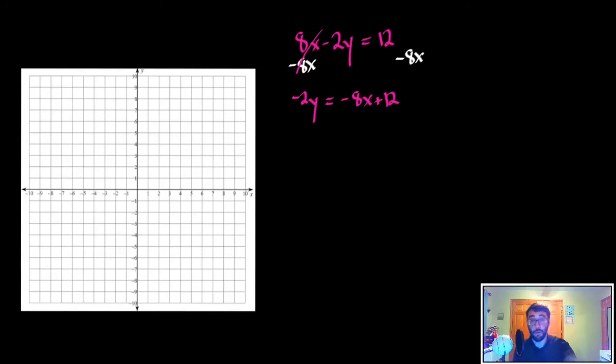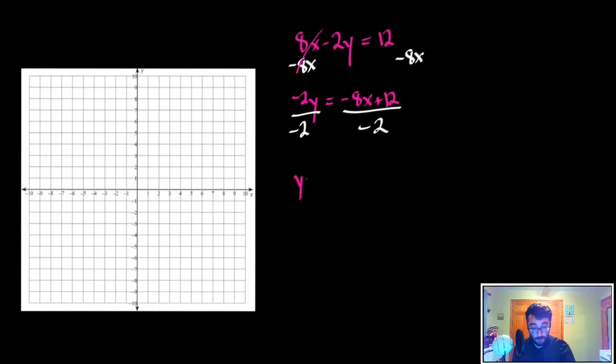So I'm having x come first. Still the exact same equation, okay? So -2y is equal to -8x plus 12, and slope-intercept form means y is solved for, and I still have that -2 there. Now, -2 is multiplying y, so I can go ahead and divide each side by -2 to get y isolated. So that's exactly what I'm going to do.